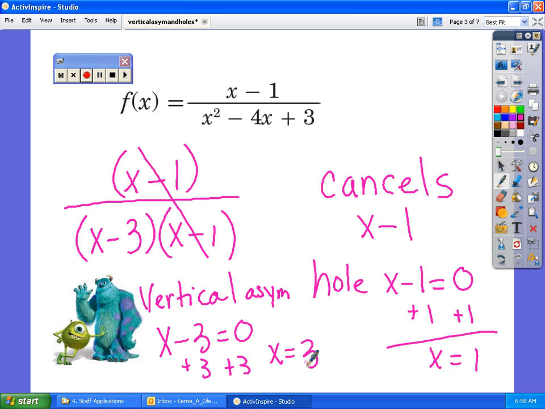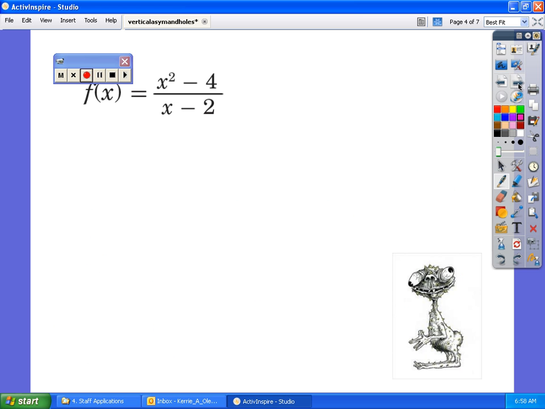Okay, let's look at another one. I'd like you to go ahead and start this one. Remember, if you can factor and simplify, do that. If something cancels, set the item that cancels equal to 0 to find your hole. I will tell you that this one has both a hole and a vertical asymptote.